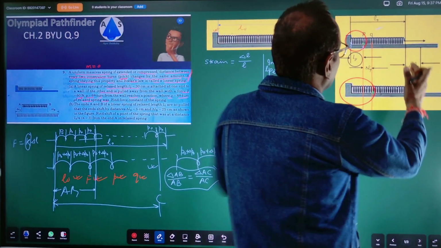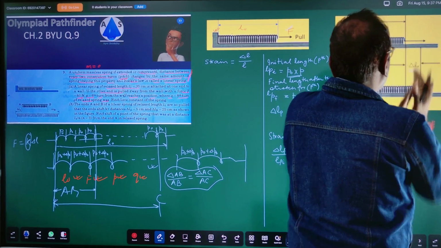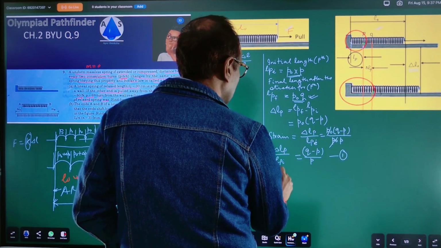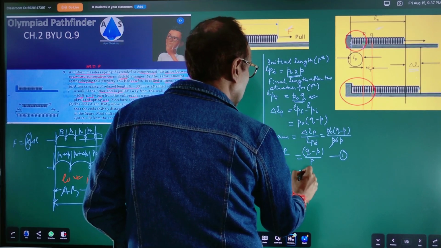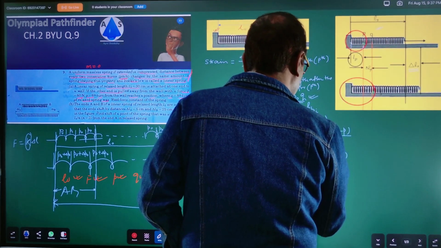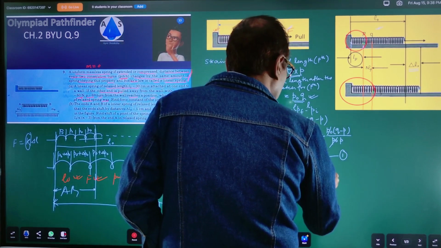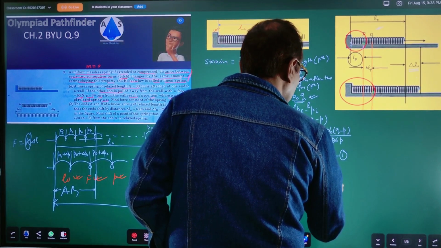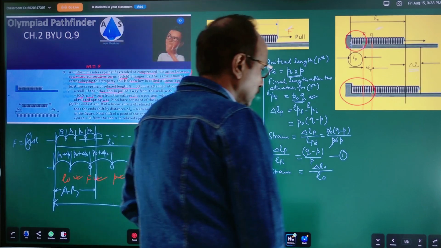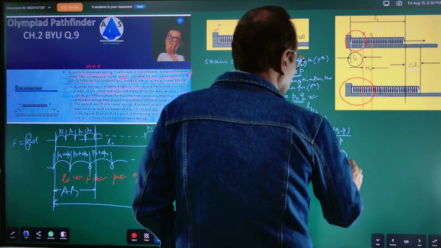Now let us go for the total length of the spring. The total length has increased by delta L naught. So for the total length of the spring, strain will be equal to the change in length delta L naught divided by the original length, that is L naught. This is equation 2.